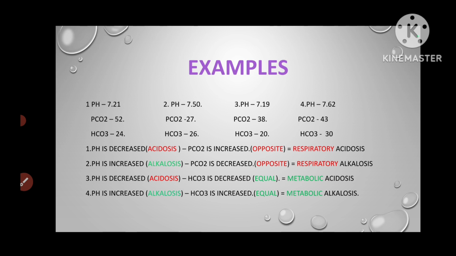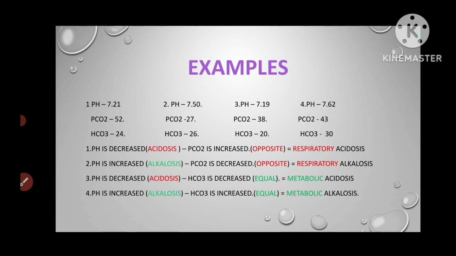PCO2 is 43, which is normal, nothing to do with this problem. Next we move on to HCO3. HCO3 is increased, which is greater than the normal value of 28. Now we will compare both the pH and HCO3. pH is increased and HCO3 is also increased, which means both are in the same direction, which indicates it is metabolic, and we already found out that the pH is greater, so it is alkalosis. So the answer is metabolic alkalosis.